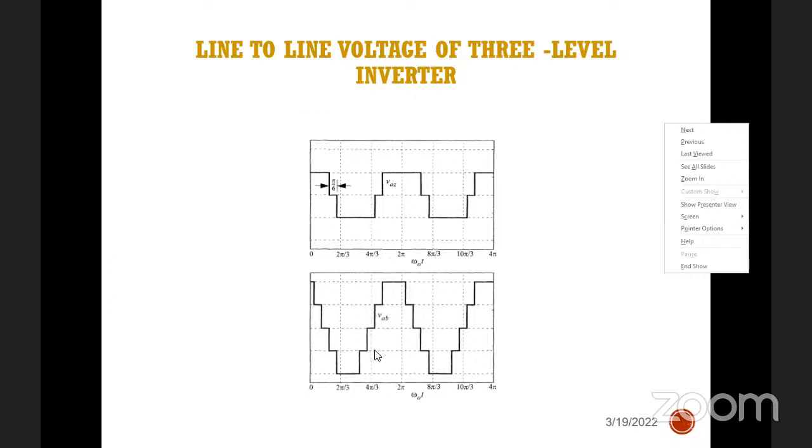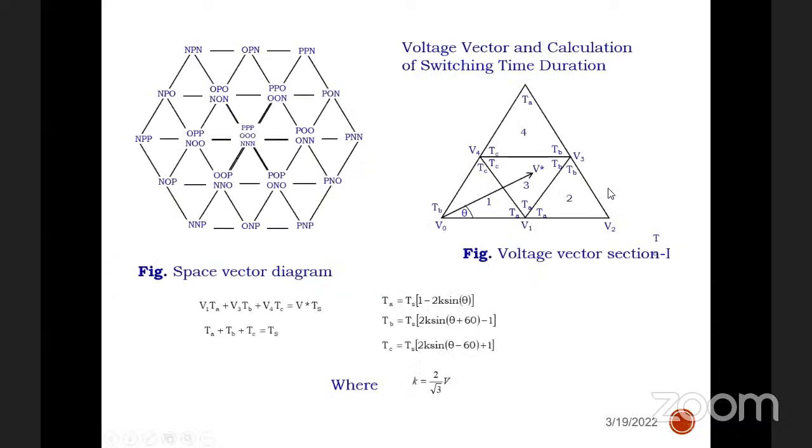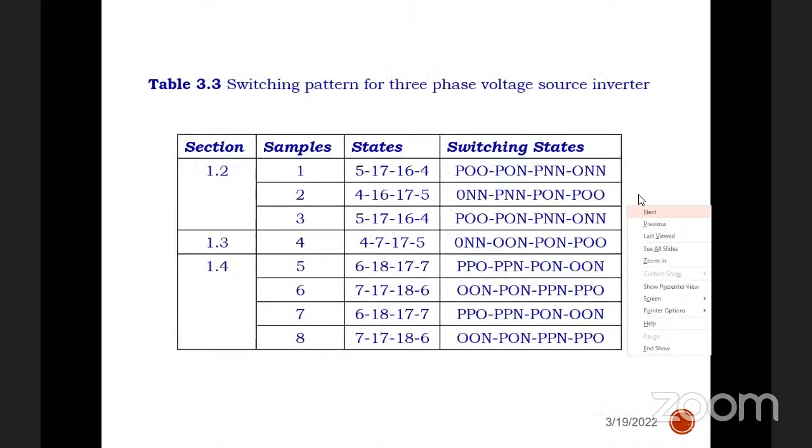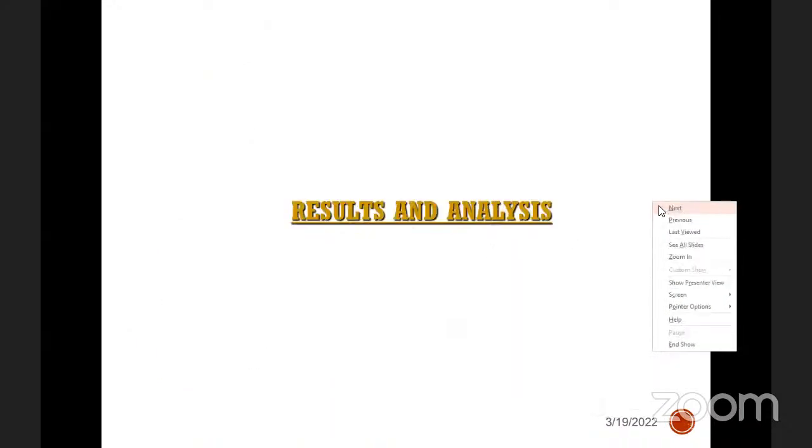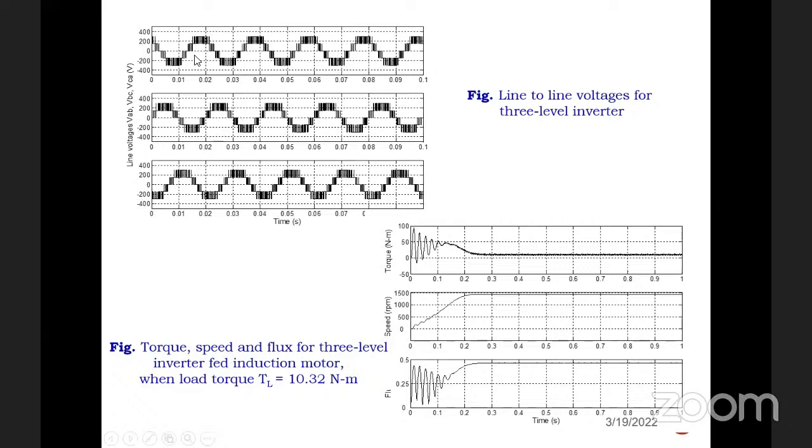This is the line to line voltage of the three level inverter. You see here, this is zero, VDC by two, VDC, zero, VDC by two, zero. Like that we are going to get. These are the line to line voltages of the three level inverter. And how to implement SVPWM for the three level inverter? This is a different concept and different aspect. If you see this line to line voltage of the three level inverter, by applying the SVPWM technique, how it is zero, VDC by two, and VDC, and also in the form of pulses, we are going to get here because of the application of the SVPWM technique.